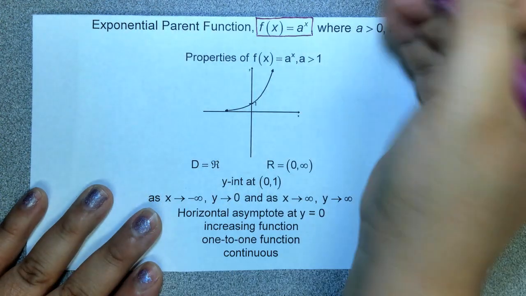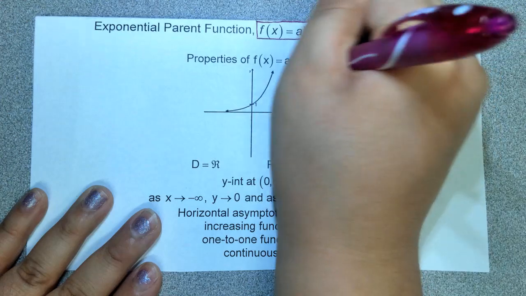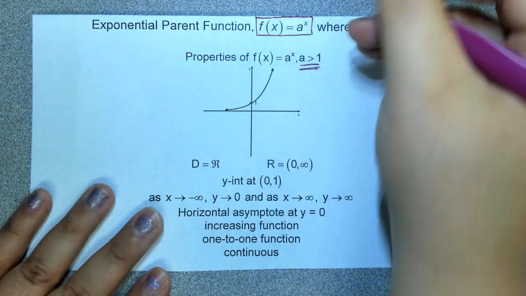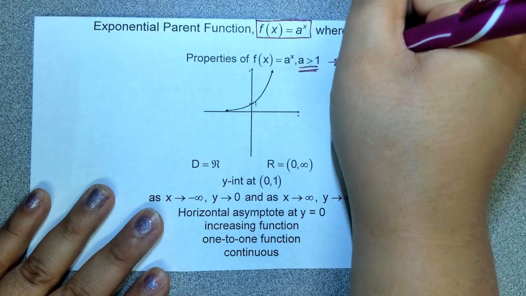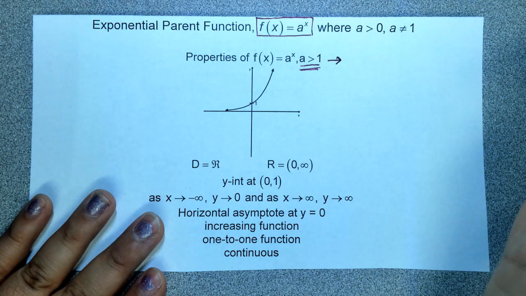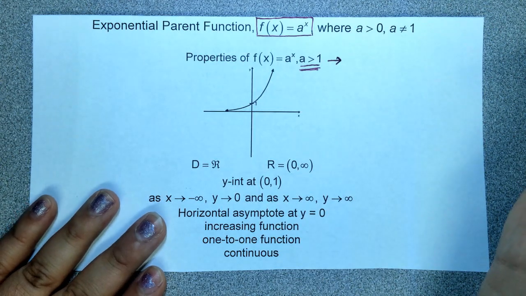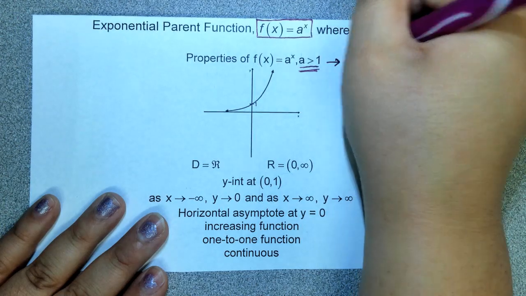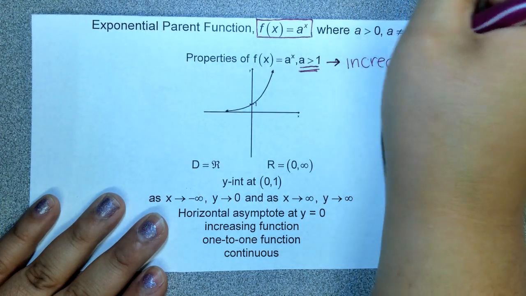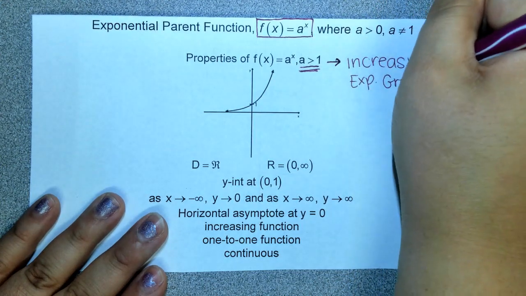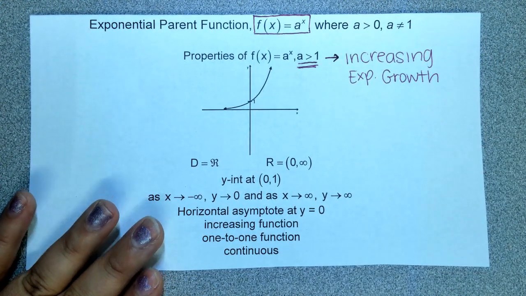Now, some properties. If a is bigger than 1, underline that right there. If a is bigger than 1, what does that tell us about this graph? Louder? If a is bigger than 1, what does that tell us about the graph? It's exponential. It's increasing, which means it is exponential growth. Exponential growth.